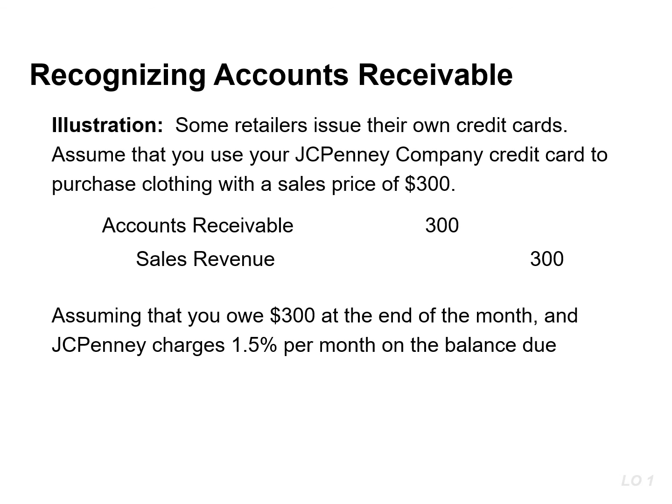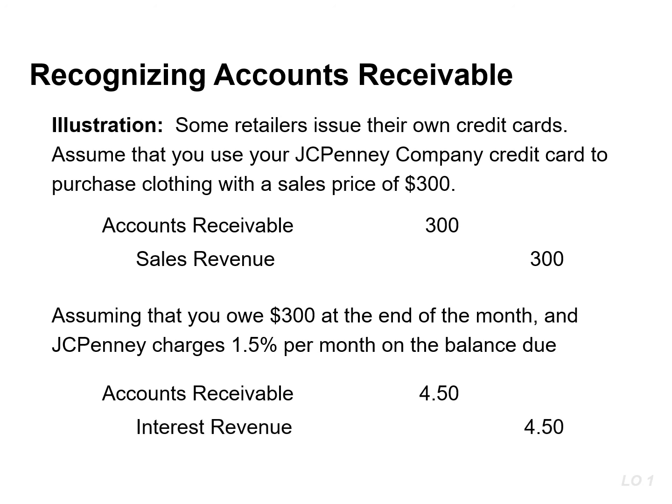If you owe $300 at the end of the month and JCPenney charges 1.5% per month on the balance due, the adjusting entry that JCPenney makes is going to be a debit to accounts receivable in the amount of $4.50 and a credit to interest revenue for the same amount. Interest revenue is often very substantial for many retailers.